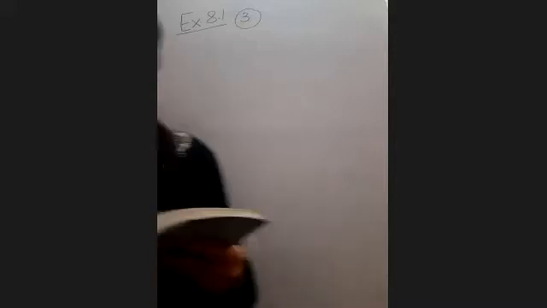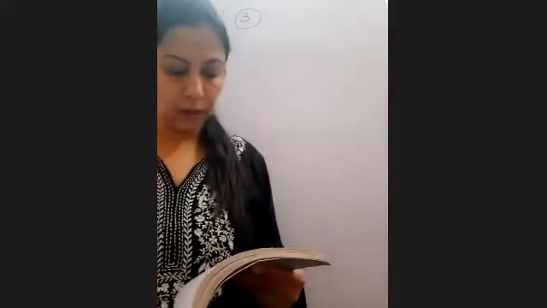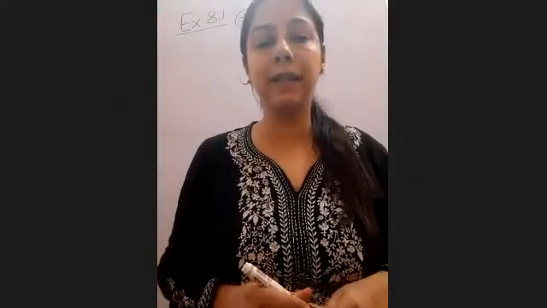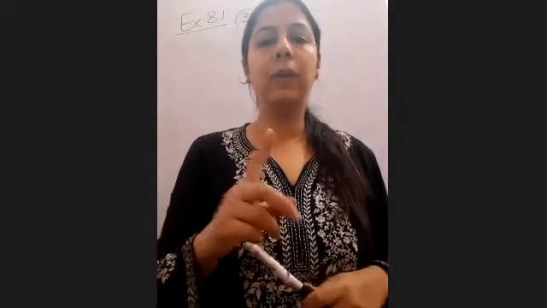Yes, children. Now this question number 3 says, show that if the diagonals of a quadrilateral bisect each other at 90 degrees, then it is a rhombus. We have to show that if there is a quadrilateral in which the diagonals bisect each other at 90 degrees, then it will be a rhombus.